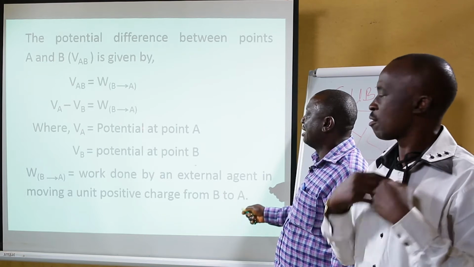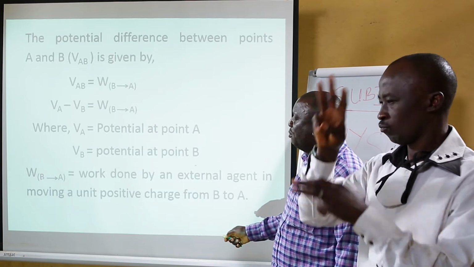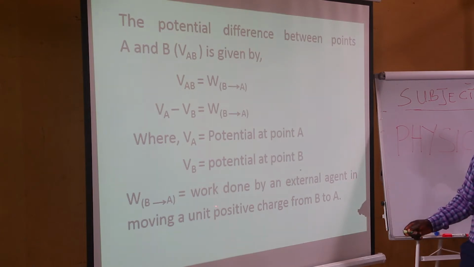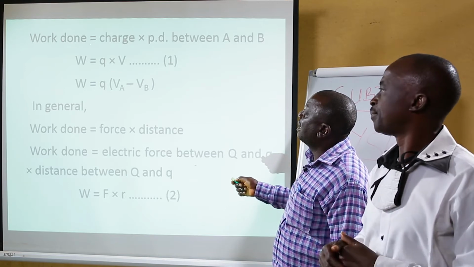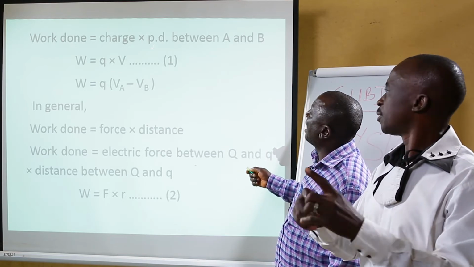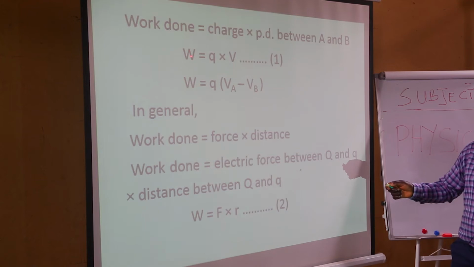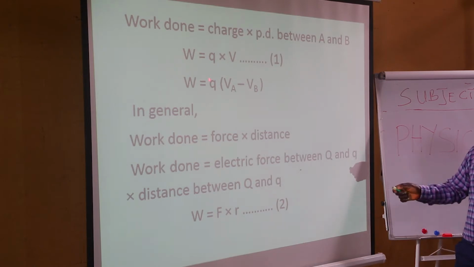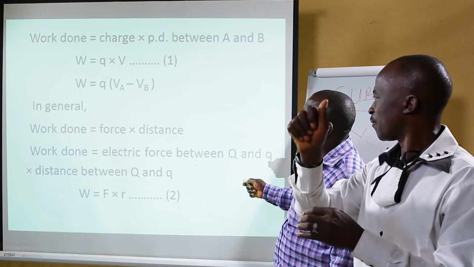Where VA is potential at point A, VB is our potential at point B. Now W B to A is our work done by an external agent in moving a unit positive charge from point B to point A, just like we saw in the diagram. Work done is given by charge times potential difference between A and B. Mathematically, capital W equals small q times V. We call it equation 1. Now W equals q times V, where V is VA minus VB.